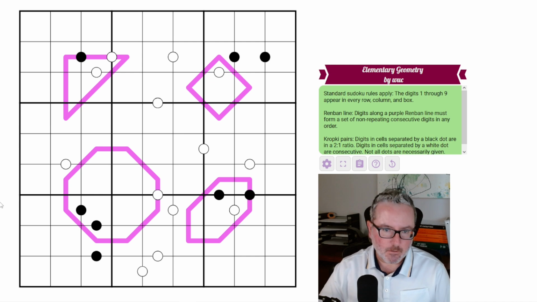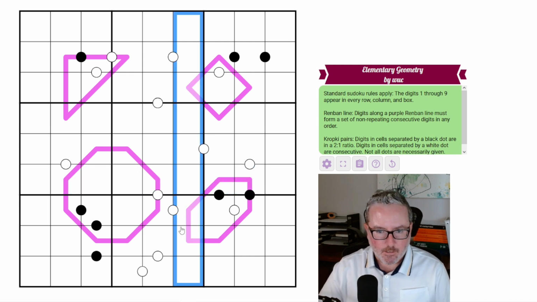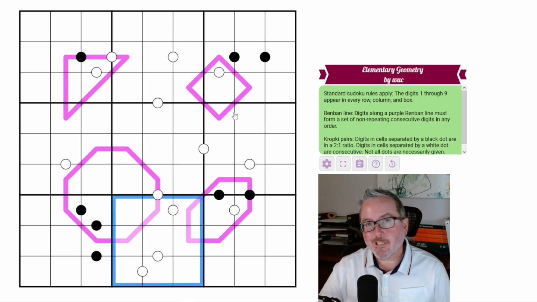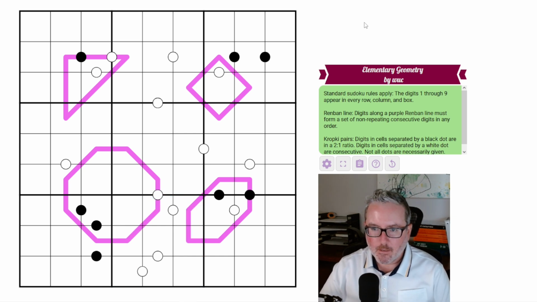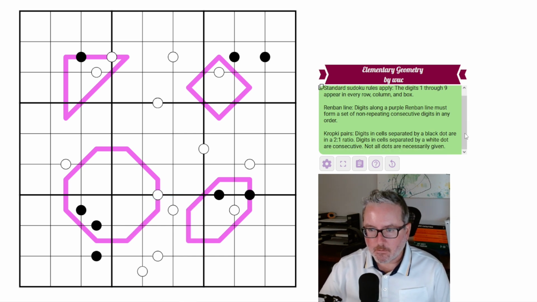So we've got standard Sudoku rules apply. Every row, every column, and every 3x3 box contains the digits 1 through 9 once each. Then we've got Renban lines. Digits along a purple Renban line must form a set of non-repeating consecutive digits in any order.